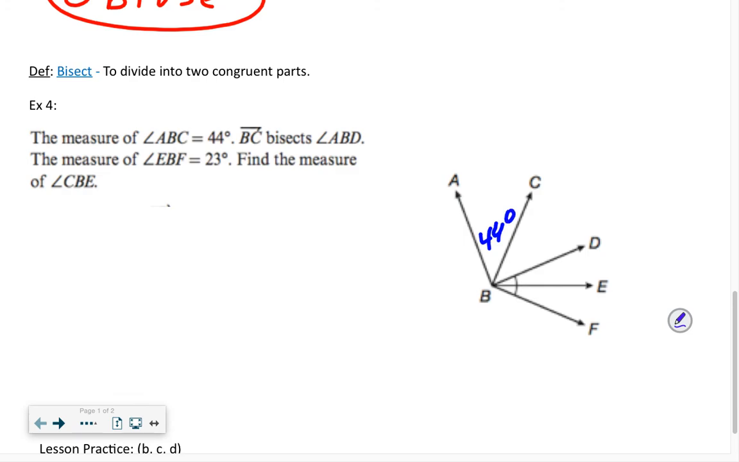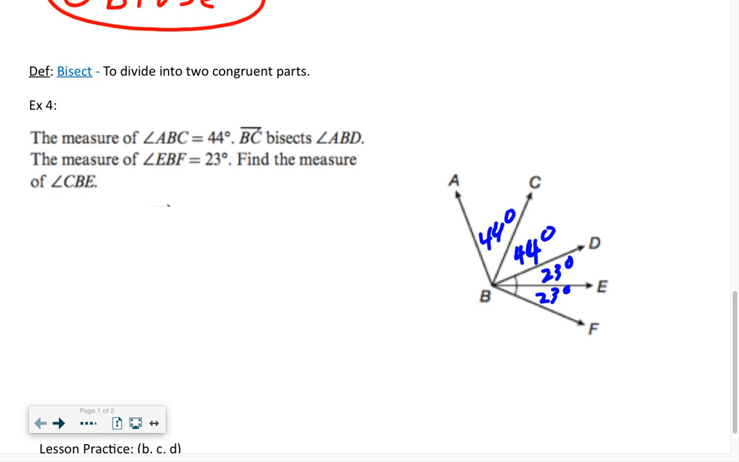The next statement indicates that BC is going to bisect this ABD. So what's this angle here? 44. Very good. It's the same. So we have 44 and 44. EBF is 23 degrees. And what do these mean again? They're the same. They're congruent. So this is 23 as well.